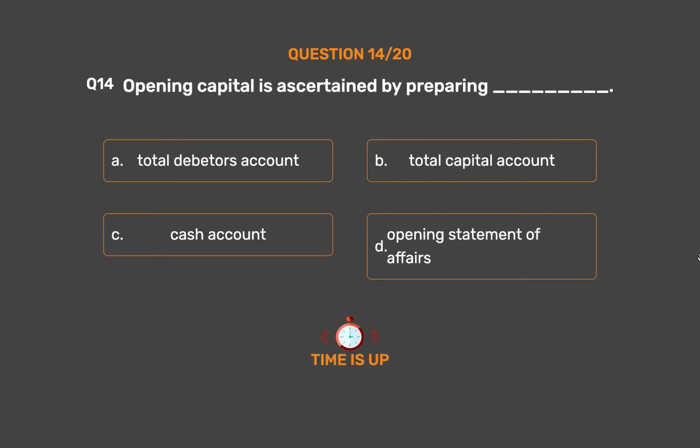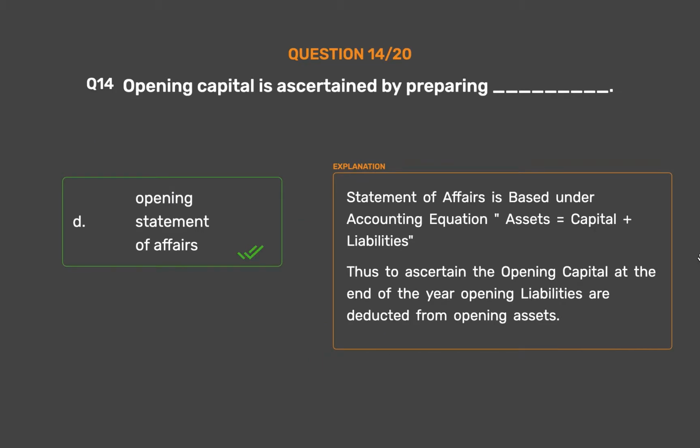The correct answer is Option D. Opening statement of affairs. Statement of affairs is based under accounting equation assets equals capital plus liabilities. Thus to ascertain the opening capital at the end of the year, opening liabilities are deducted from opening assets.